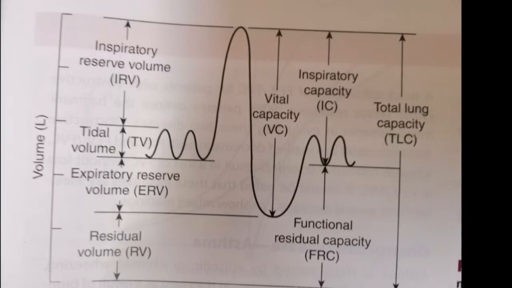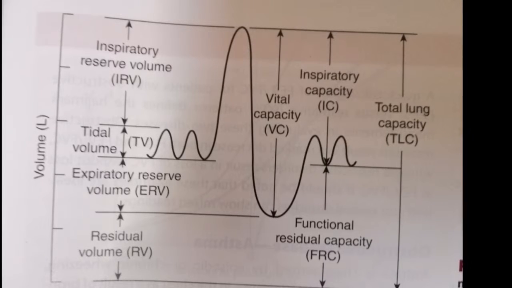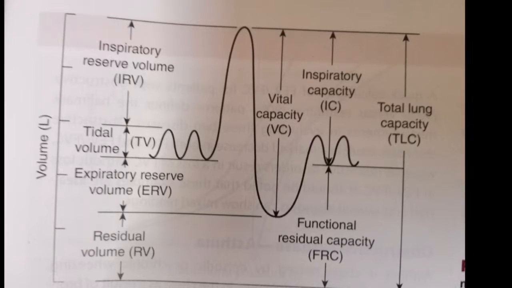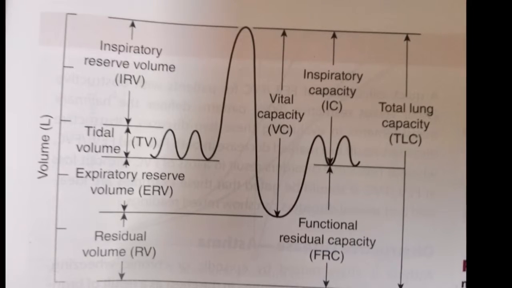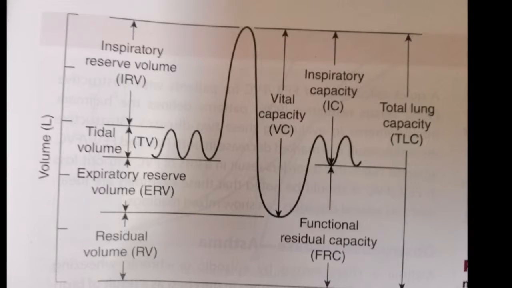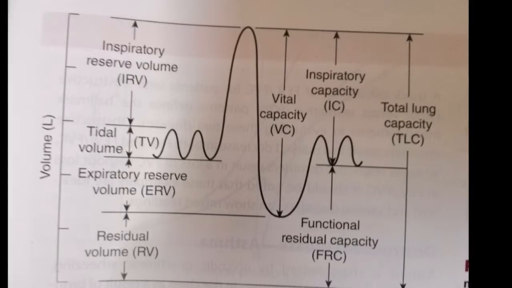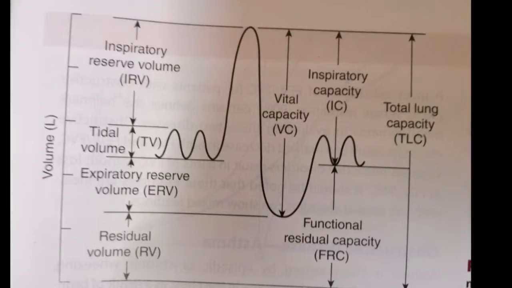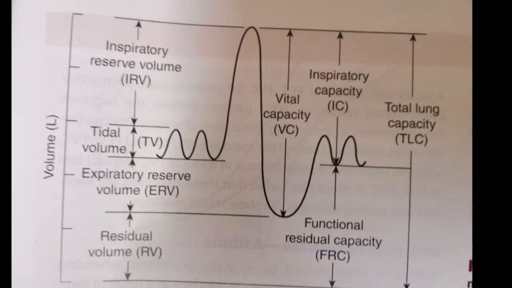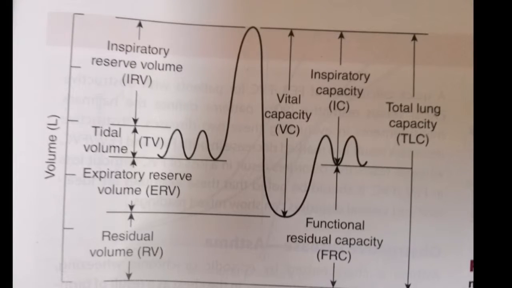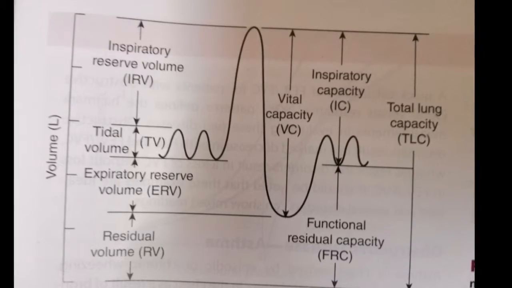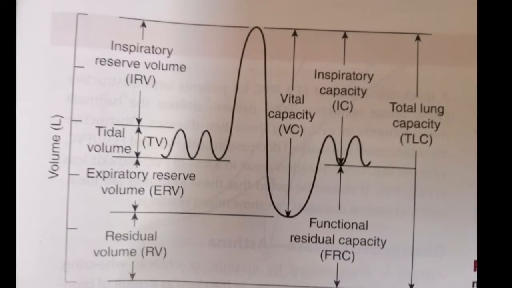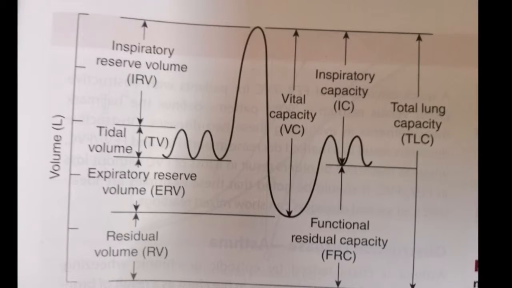Lung volumes and capacities. There are four various respiratory volumes: the tidal volume, the inspiratory reserve volume, the expiratory reserve volume, and the residual volume. The first one is the tidal volume, which is about 500 ml, and it is the amount of air inspired during normal or relaxed breathing. The next is the IRV, the inspiratory reserve volume, about 3,100 ml, defined as the additional air that can be forcibly inhaled after the inspiration of the normal tidal volume.